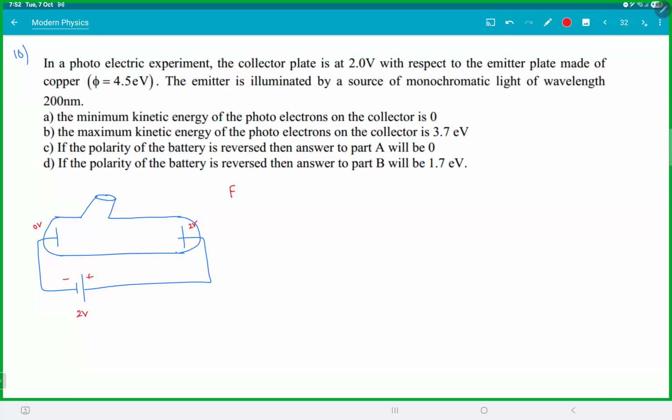Here the energy of the photon is 12400 by 2000 angstroms. That will be 6.2 eV. Work function is 4.5 eV. Therefore, KE max will be 1.7 eV. Now remember, this is the maximum kinetic energy of the electrons. That means electrons at the emitter can have energy from 0 to 1.7. Everyone won't come out with 1.7.